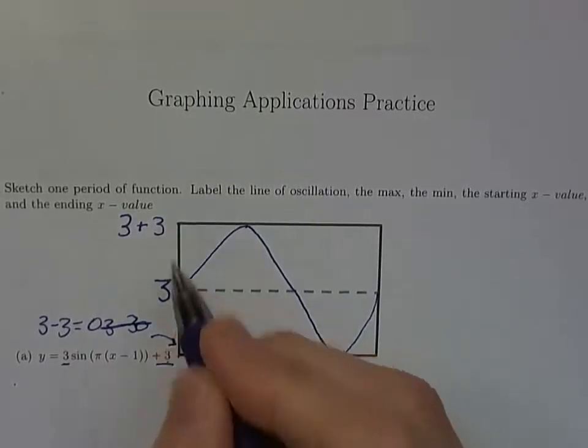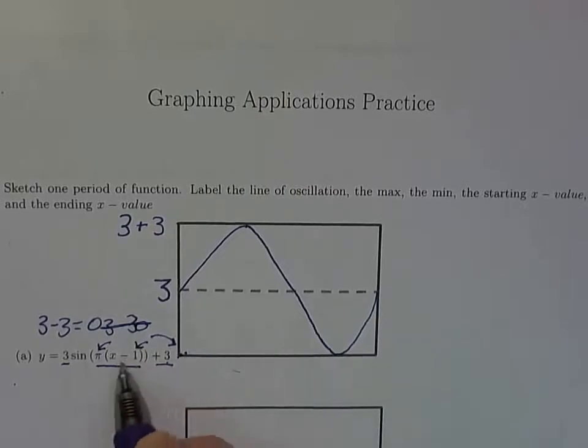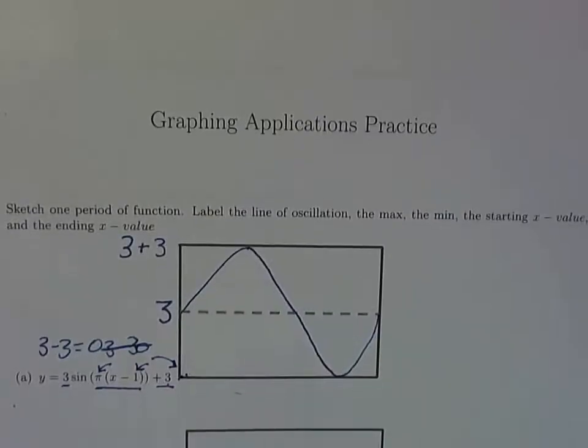So we know what the graph is doing vertically. Then we come back and say, okay, what's going on horizontally? Well, we've got a couple of things affecting the horizontal. We've got pi right here, and we've got the 1 here. Now this 1 shifts the graph over 1 unit to the right. So it's a horizontal shift to the right. This pi changes the period. It changes the interval that it takes for the graph to make one complete cycle.